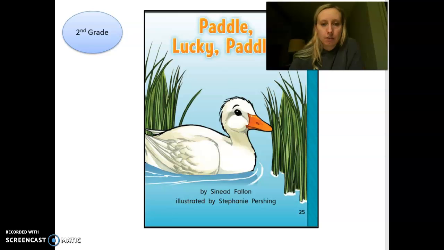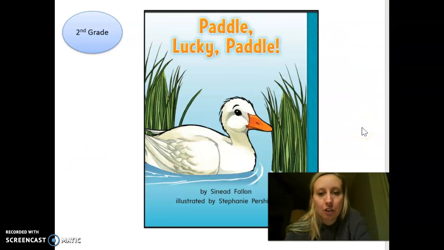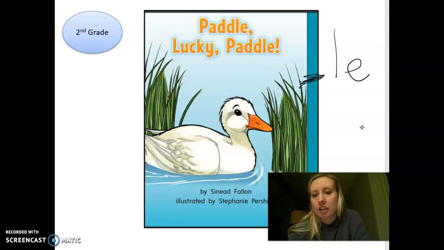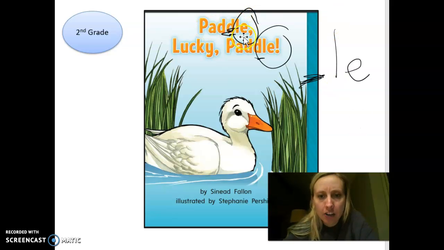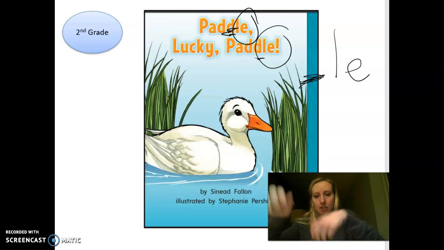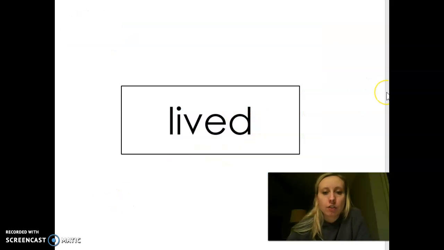Okay, here's a story for us. What you'll notice here is we're not really going over the oys anymore. We're going over the consonant LE. So you have your consonant and LE. Consonant LE. So let me read that. It says paddle, lucky, paddle. So remember, paddle's like moving your feet underneath the water if you're a duck. Okay, let's go over some words.